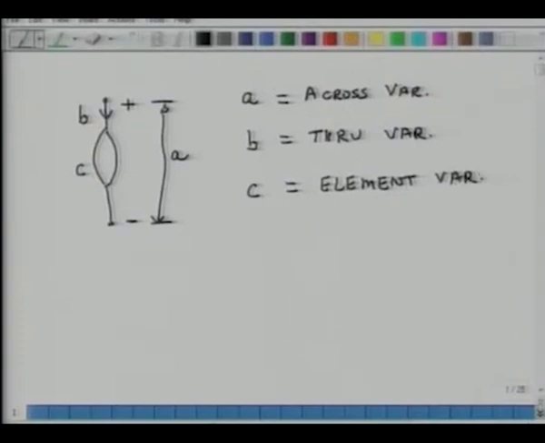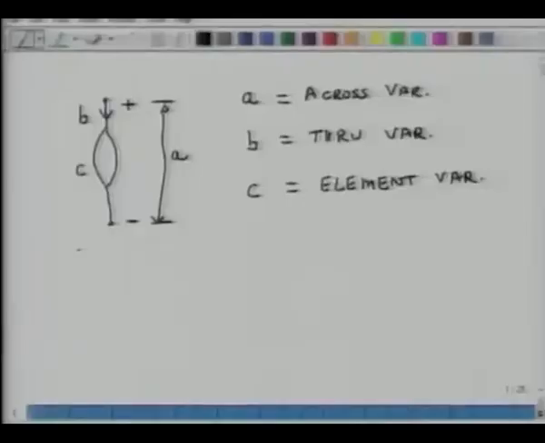And it's essentially a property of that generalized element. So again, if we have a resistor, a through variable could be current, as current is passing through it, and a cross variable could be voltage. And the element variable could be the resistance itself. It's a property of that device. Right? And this is all for linear theories. These elements, as we are developing, we will be using in the context of linear systems.